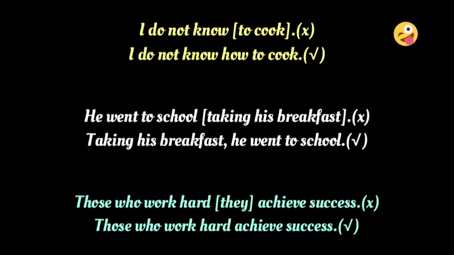The next sentence is, those who work hard, they achieve success. This sentence consists of two clauses. The main clause, those achieve success, and the subordinate relative clause, who work hard. We understand that in the main clause, achieve is the verb of the subject those. Hence, it is wrong and unnecessary to use the pronoun they as the subject of achieve in this sentence.